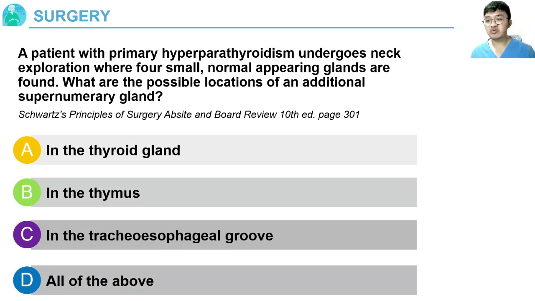Next, a patient with primary hyperparathyroidism undergoes neck exploration where 4 small normal-appearing glands are found. What are the possible locations of an additional supernumerary gland? Usually there's 4. If there's more than 4, it's supernumerary. The common sites are your thyroid gland, thymus, and 3 grooves. So the correct answer is letter D, all of the above.